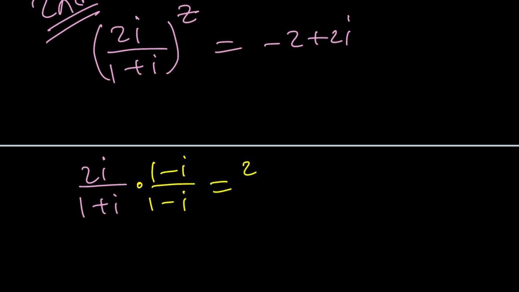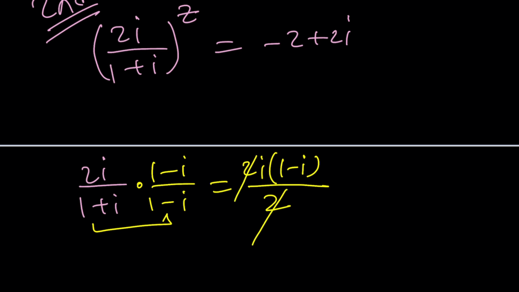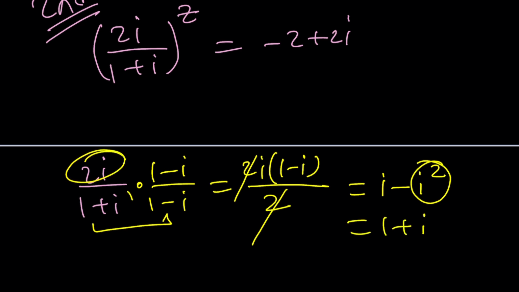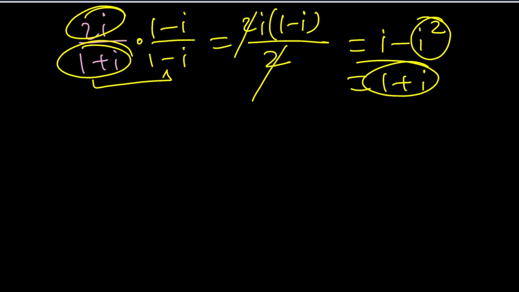This becomes 2i times 1 minus i. This becomes 2 from the sum of two squares. And then the 2's cancel out, distribute: i minus i squared. But i squared is negative 1. Don't ever forget that. This becomes 1 plus i. Uh-oh, I divide this number by 1 plus i and I get 1 plus i. What is that supposed to mean?